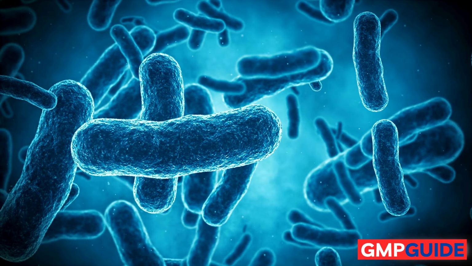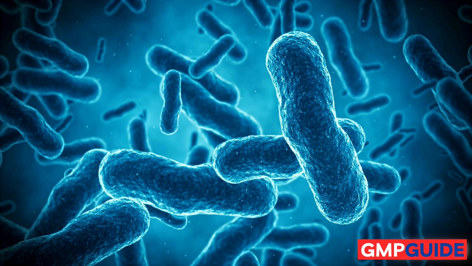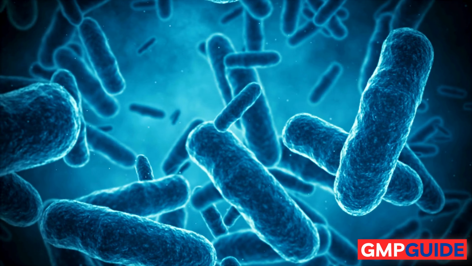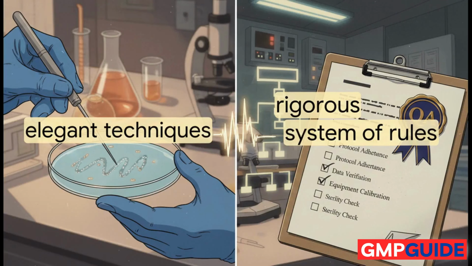So, how do scientists control a world you literally can't see? Let's dive into microbiology labs. Right. So microbes are everywhere. How in the world can a scientist actually trust their results? Well, it all comes down to some really clever techniques and a super strict system of rules.